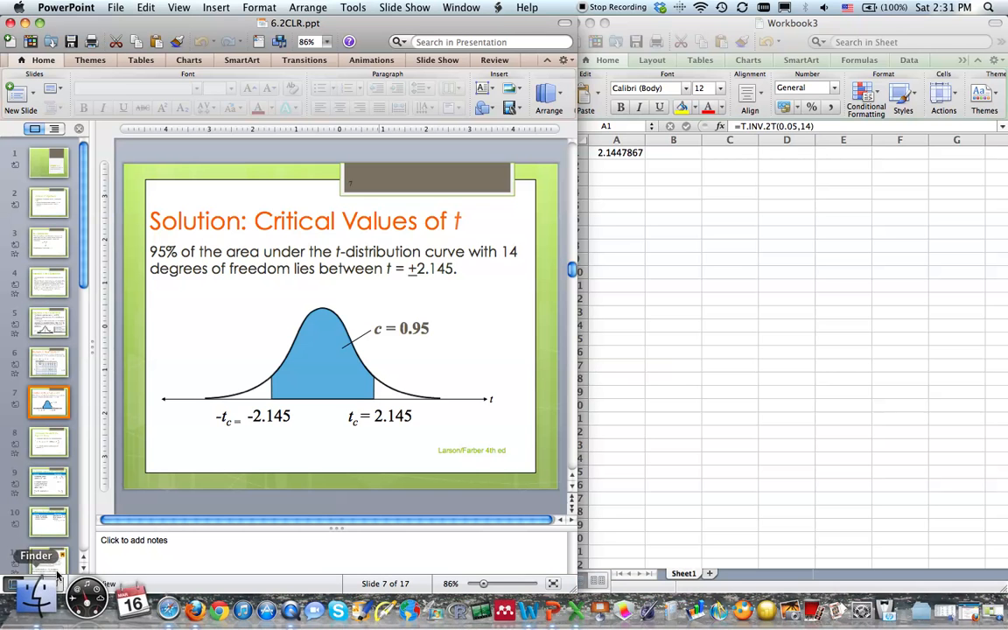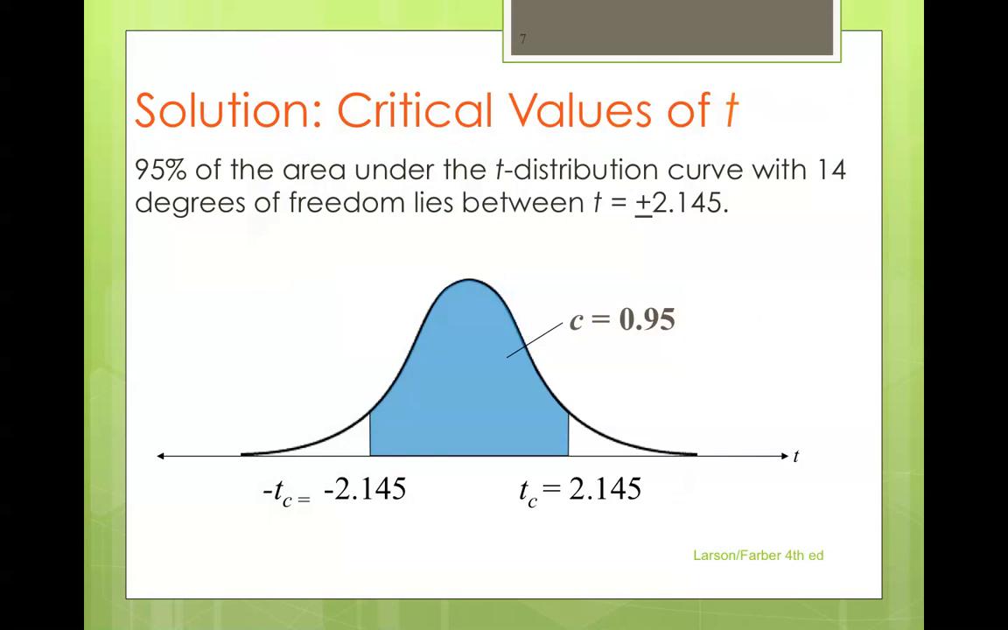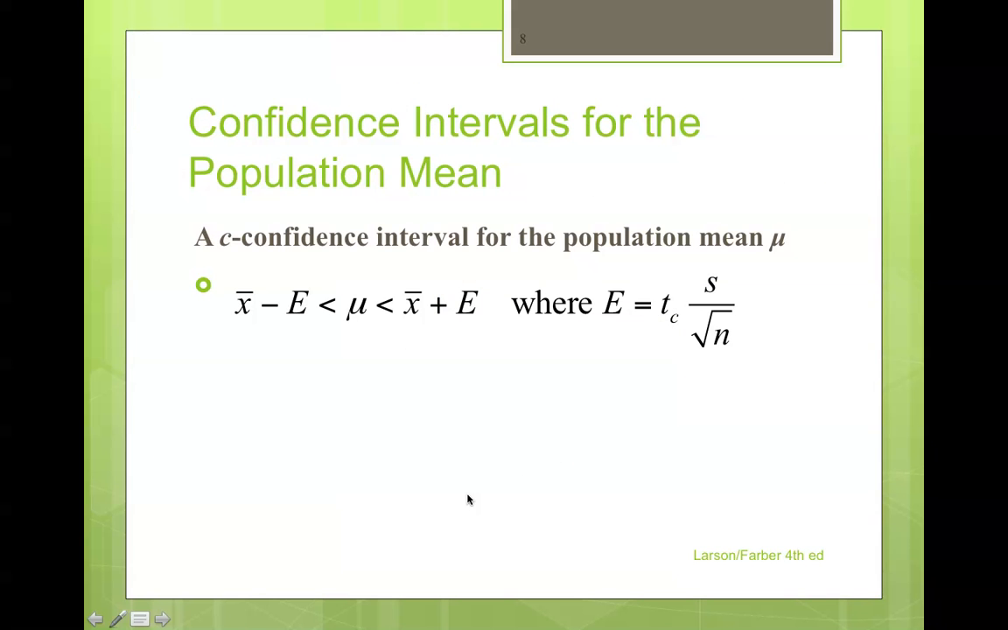So the solution was we got a t-score of 2.145 for 95% confidence. Now, confidence intervals for the population mean. You would still do the same thing we did in the previous section, where we take the error and subtract it from the mean, and add it to the mean, to the left and the right to get our confidence interval. It's just now the formula has changed a little bit.